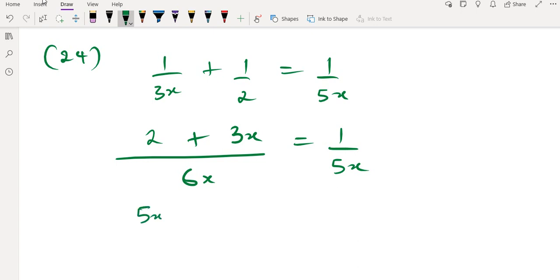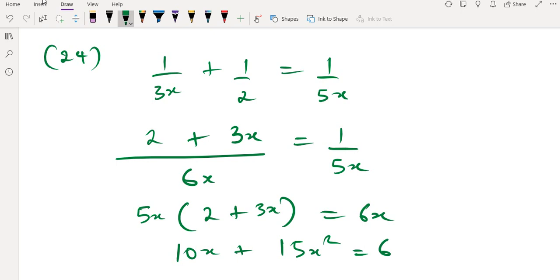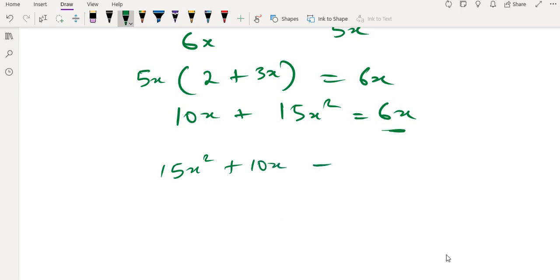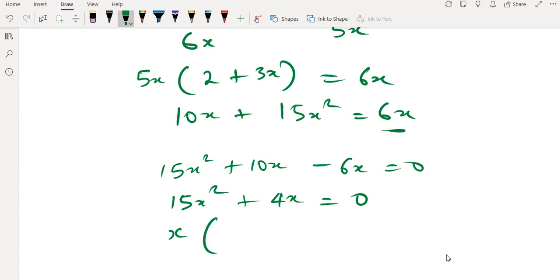So that gives us what? Open bracket, 10x plus 15x squared. Yes. The LCM was 6x. Good. So what? Carry this 6x over to give you what? 10x plus 10x. So that's what? 10x minus 6x. What's common here? Bring it out.